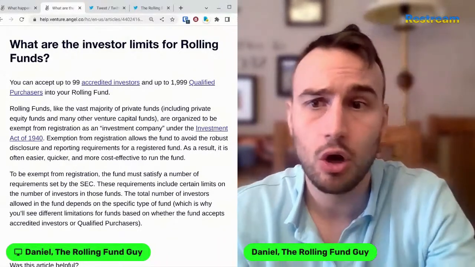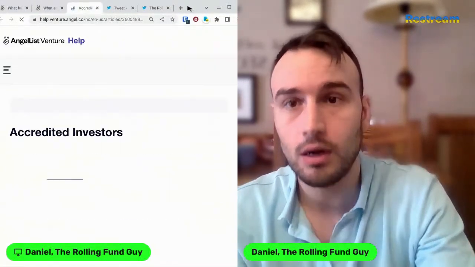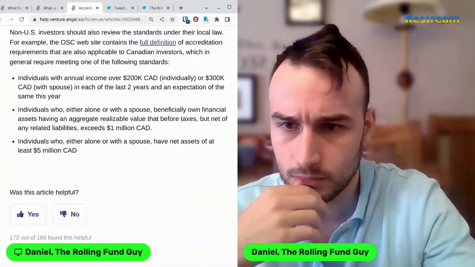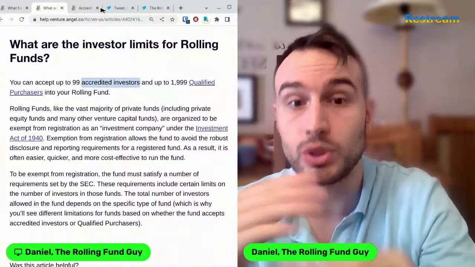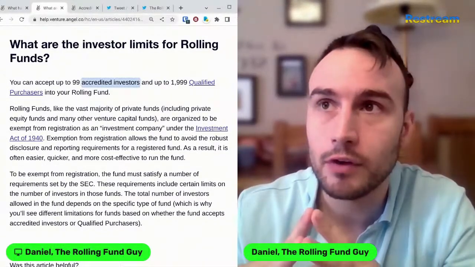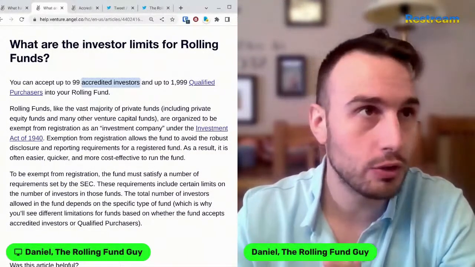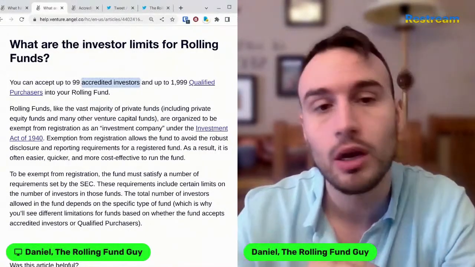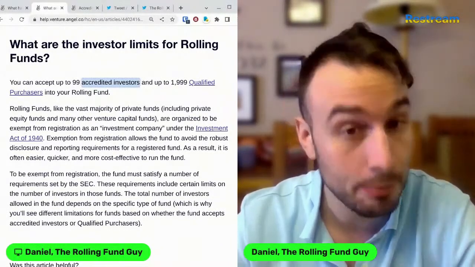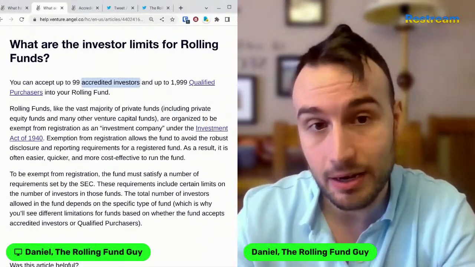Now, there's some discrepancy here on the number of accredited investors you can have in your fund. At different times, AngelList has used different numbers. At one point, they said you can have 249 LPs who are accredited investors, provided that your fund is under a limit of $10 million aggregate contributed capital, but once you go over that $10 million limit, then you're limited to 99 LPs.